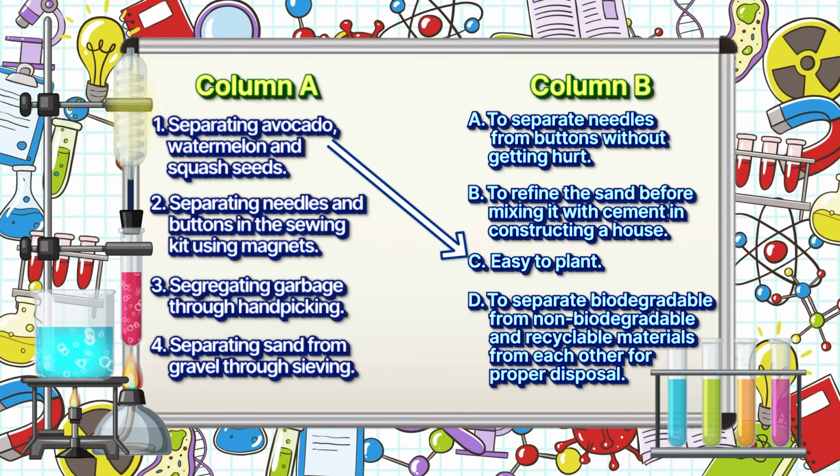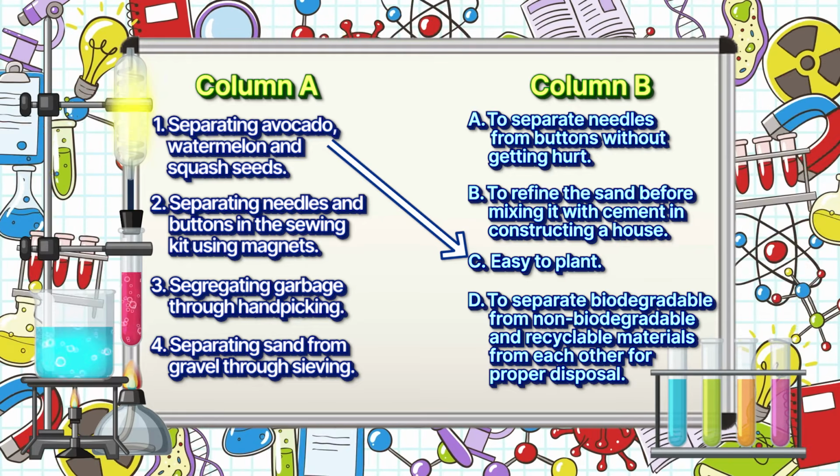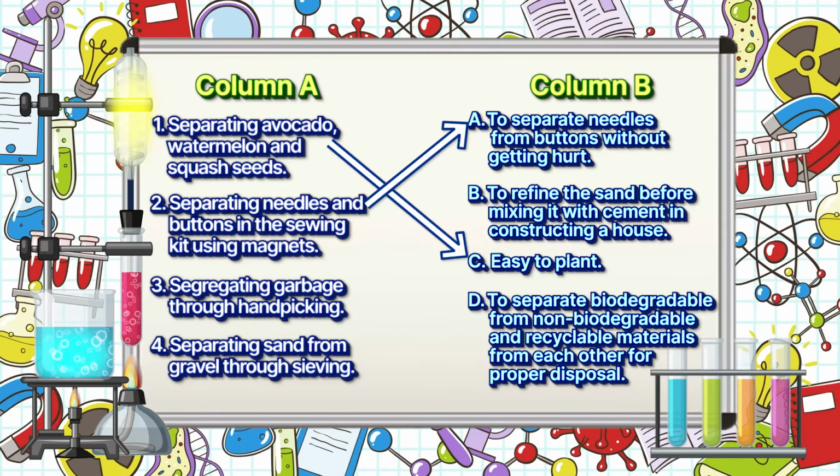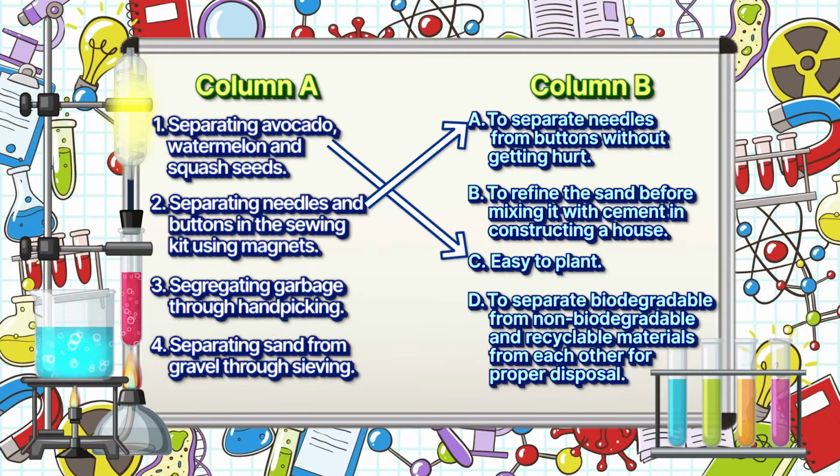We need to separate the different seeds of the avocado, watermelon, and squash so that it is easy to plant the seeds. Number 2. What is the benefit of using magnets when separating needles and buttons in a sewing kit? The correct answer is letter A. We need to separate needles from the buttons using magnets in order to avoid getting hurt.